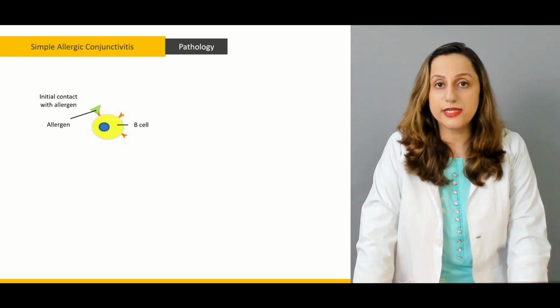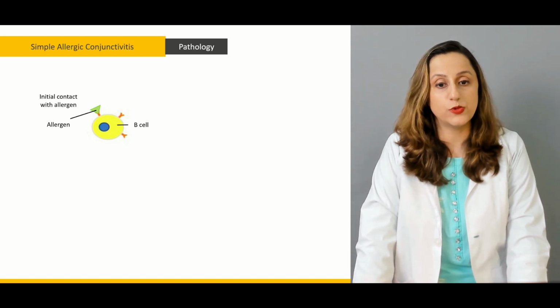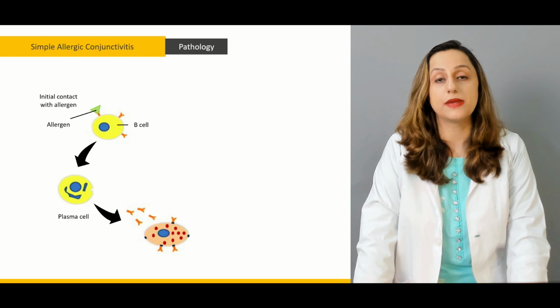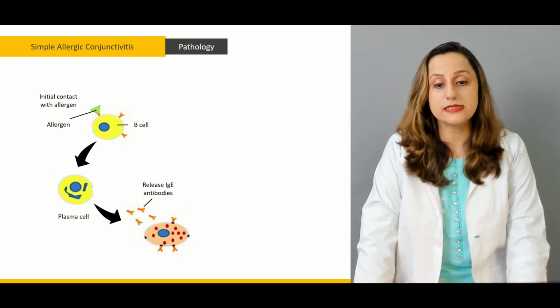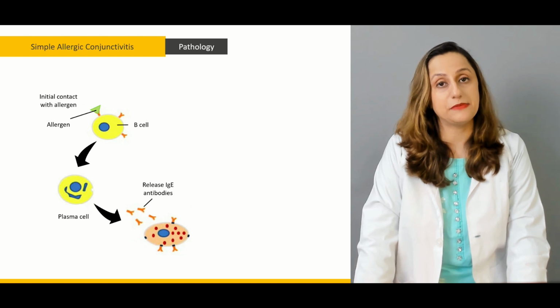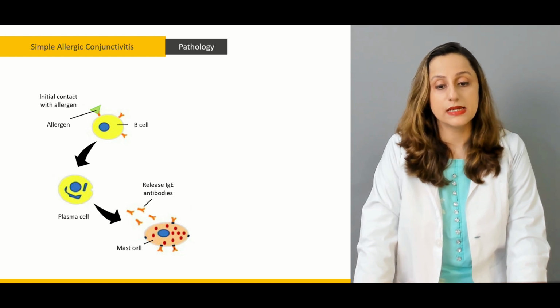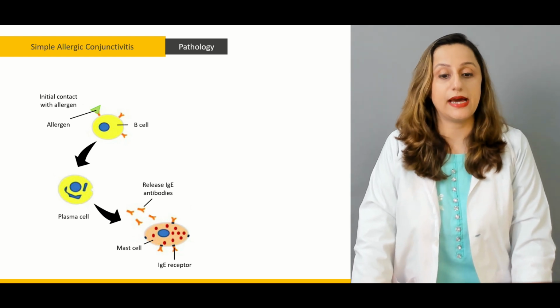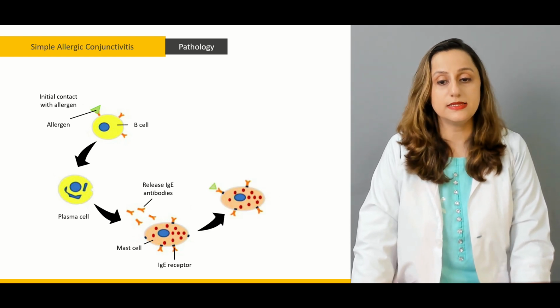These were the protective mechanisms of the body. When this allergen comes in contact with the B cell, it also accumulates into plasma cells, and as a result there is a release of IgE antibodies in the plasma. These are the mast cells, and we have the IgE receptors that are attached to these mast cells.